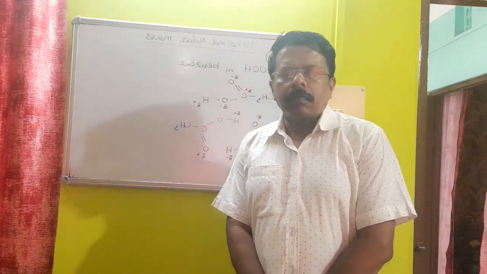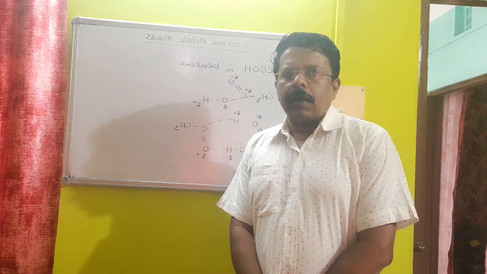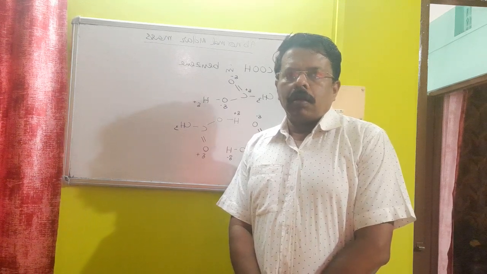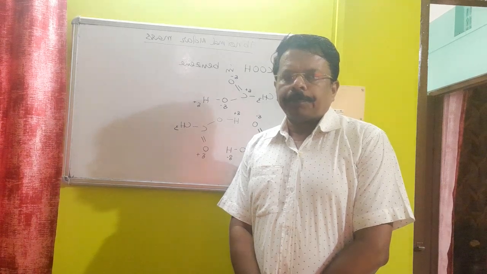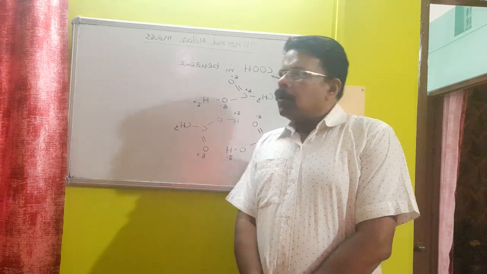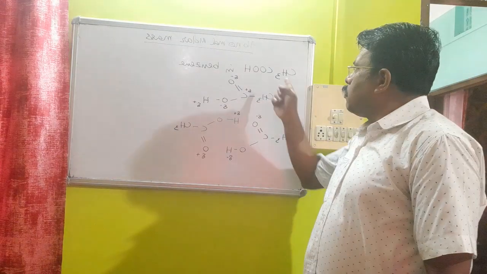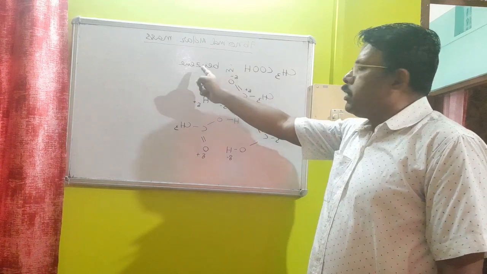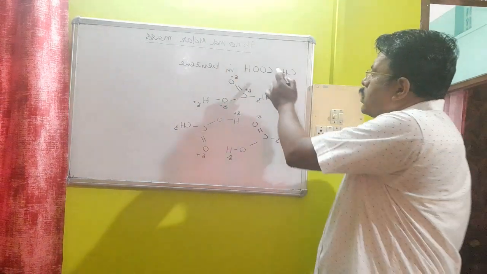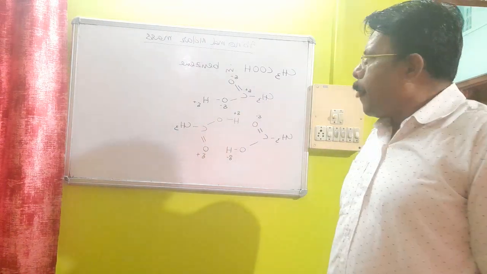Good morning, children. Today in this video we will be discussing abnormal molecular mass. So what is abnormal molecular mass? Suppose we have a solution of acetic acid in benzene. Acetic acid is the solute here and benzene is the solvent here.